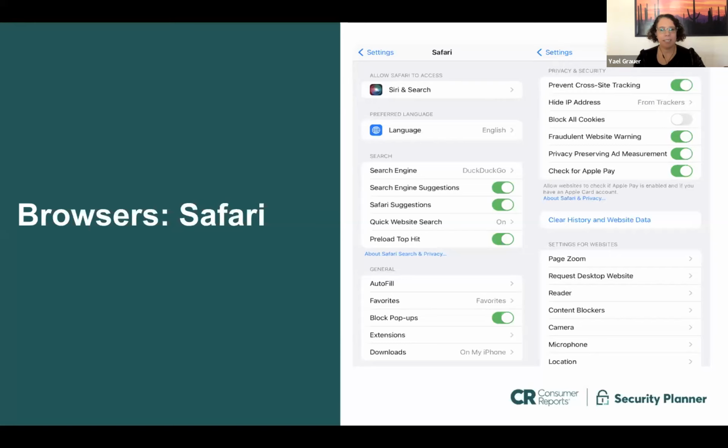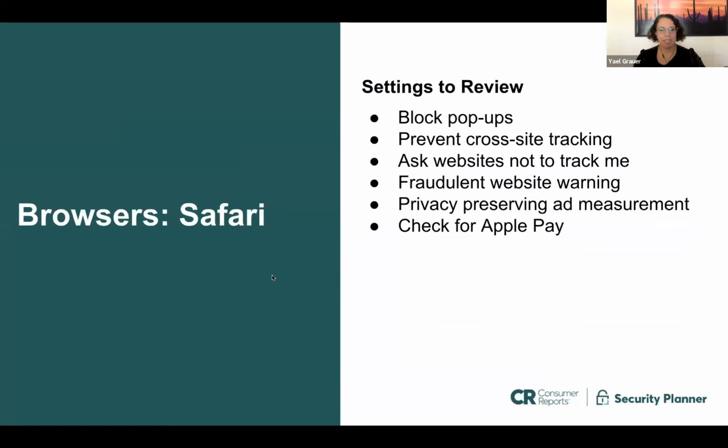There's prevent cross-site tracking. We talked a little bit about other sites tracking your data, and you want to prevent that, so you want to turn it on. Ask websites not to track me tells websites you don't want them gathering your behavior on other sites. They don't always respect that, but you still want to turn it on. There's a fraudulent website warning, which warns you if a site is suspicious, so you definitely want to turn that setting on.